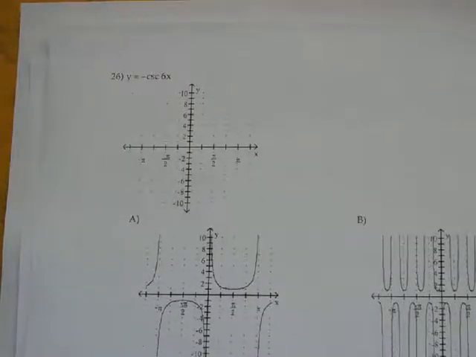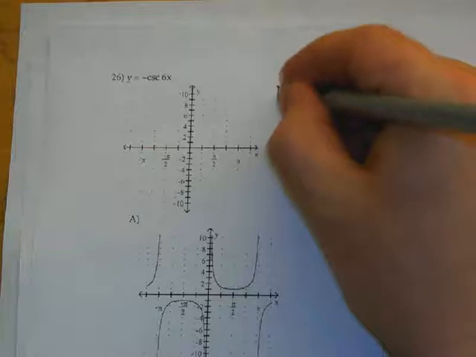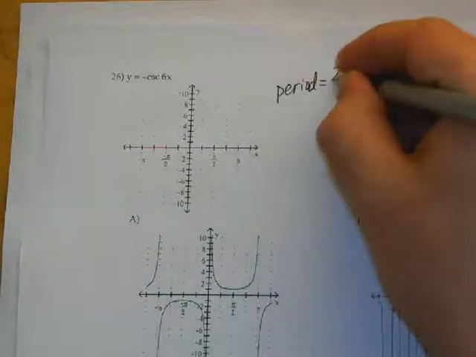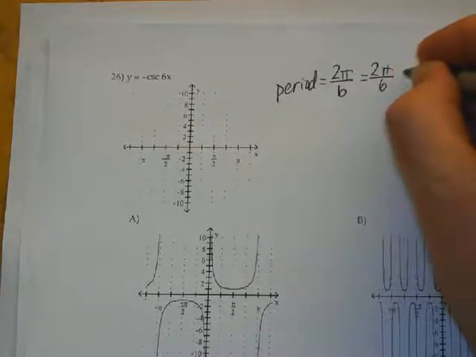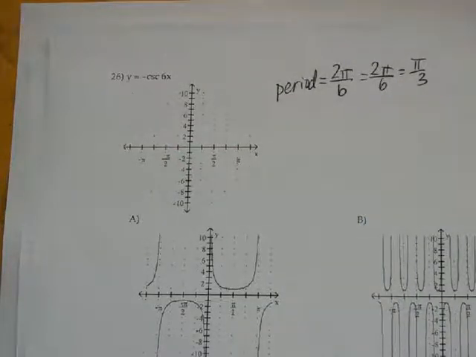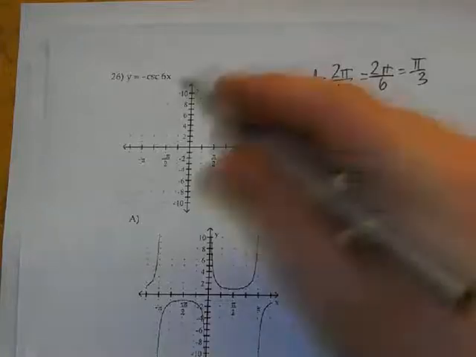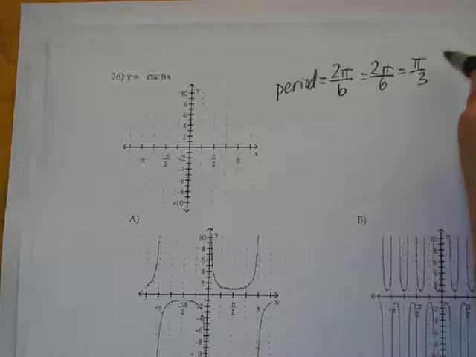Okay, we're going to go ahead and skip number 25 for right now, and we're going to go to 26. And we want to do the cosecant, or negative cosecant 6x graph. Well, the period is the same as its reciprocal function, sine. So the period is pi over 3. Now, pi over 3 is kind of tricky here. So I'm probably not going to do one so complicated on the test. So for right now, just know that the period is pi over 3.